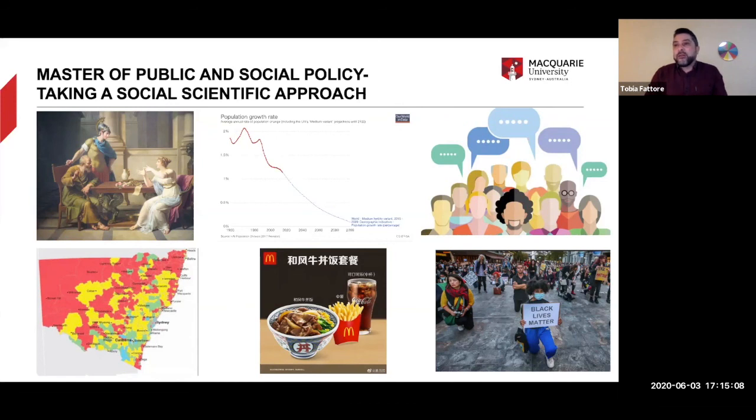So we live in a globalized world, and as social scientists, we need to understand how the local, the national, and the global are essentially interrelated and also distinct. So the Masters of Public and Social Policy emphasizes how political processes that seem to be occurring in very, very different parts of the world might actually affect us in a very intimate and personal way.